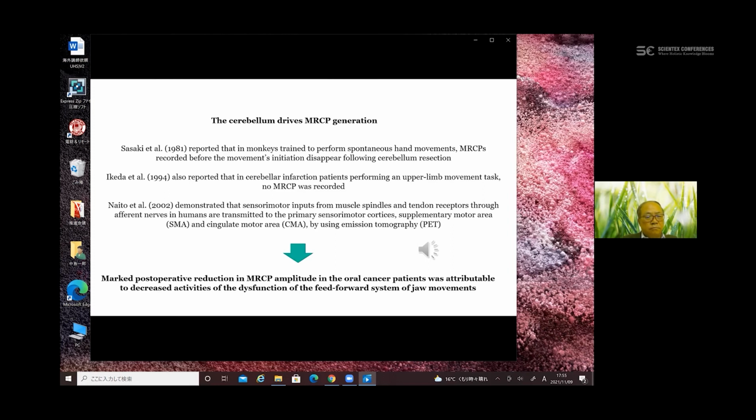Inputs from muscle spindles and tendons are involved in the feed-forward systems such as posture and position. Based on these, it can be considered that the decrease or disappearance of MRCP after surgery in patients with oral cancer is due to the decrease in sensory inputs from the sensory receptors. In this study, therefore, our data may suggest that marked postoperative reduction in MRCP amplitude in the oral cancer patients was attributable to the dysfunction of the feed-forward system of jaw movements.